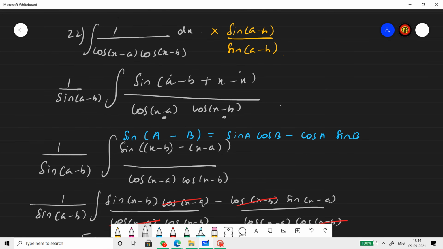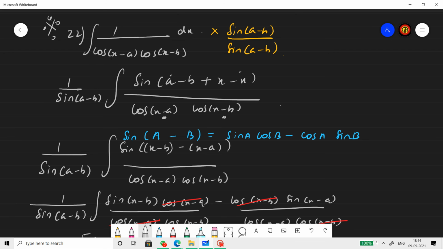22nd question, 1 by cos of x minus a into cos of x minus b. Highlight this question also. This is also an important question. The same type of question is there in the miscellaneous exercise. So when we do the miscellaneous, we will have this sum. We will relook at this question one more time.